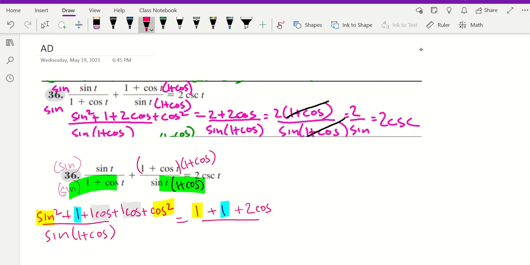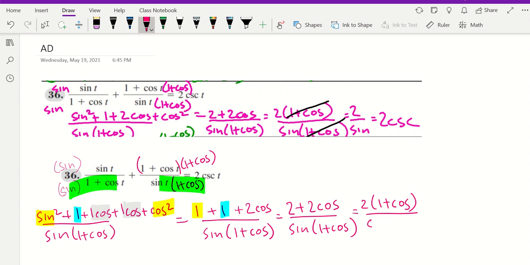Over sine times 1 plus cosine, and I get 2 plus 2 cosine because 1 plus 1 gives you the 2. Okay, and then I get sine and then 1 plus cosine. Almost done. GCF out of 2.